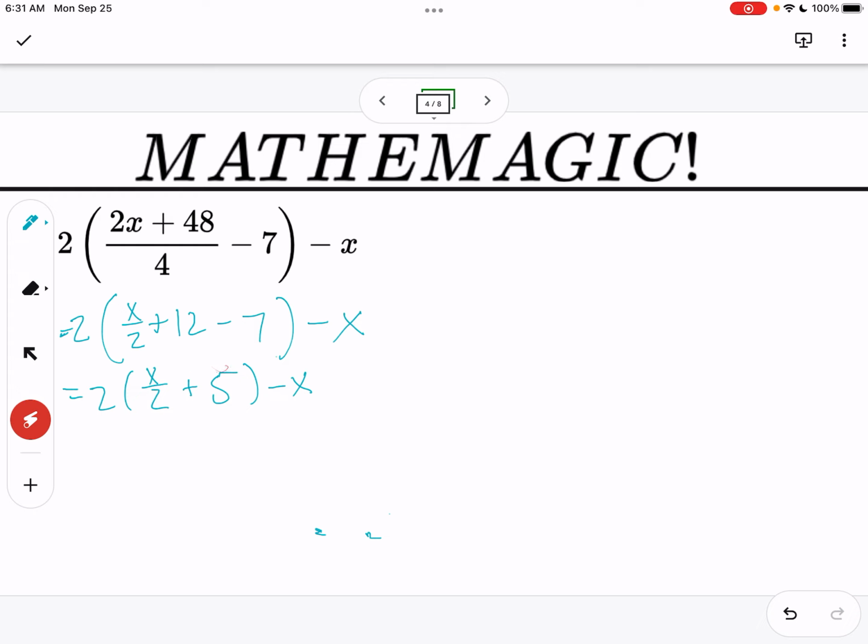So now when we distribute the 2, 2 times x divided by 2 becomes x. 2 times 5 becomes 10. And then we subtract off our x, and we are left with 10.